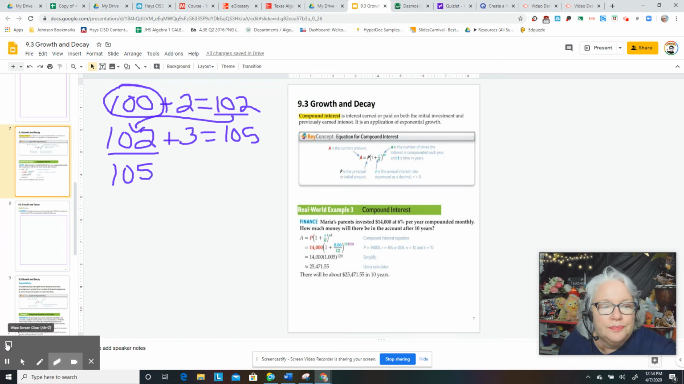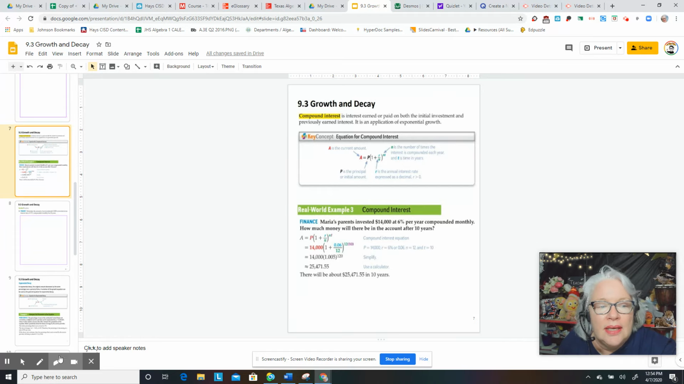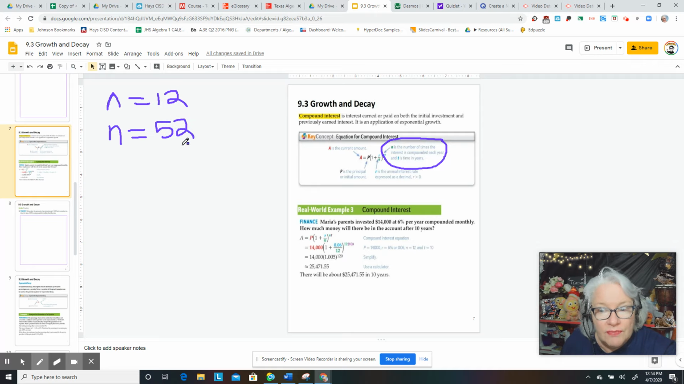So here's the formula. The only thing that is different in this formula is we threw in this n. N is the number of times the interest is compounded each year. It can be compounded monthly, and n would be 12. It could be compounded weekly, and n would be 52, because there's 52 weeks in a year. If something is compounded daily, it'll be 365, because each day interest is calculated.